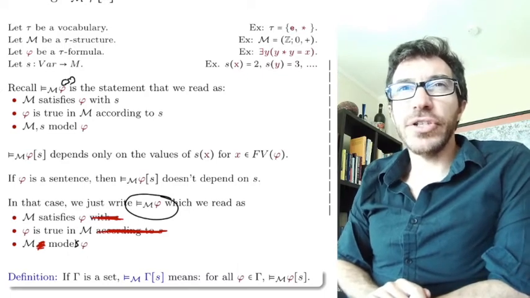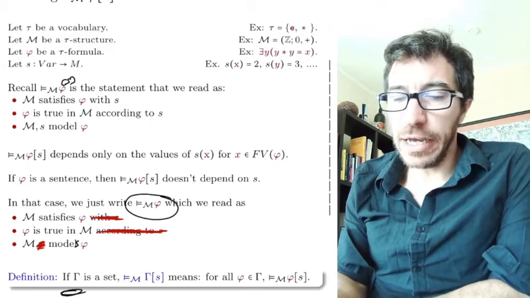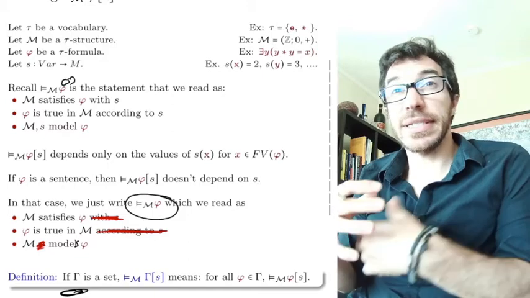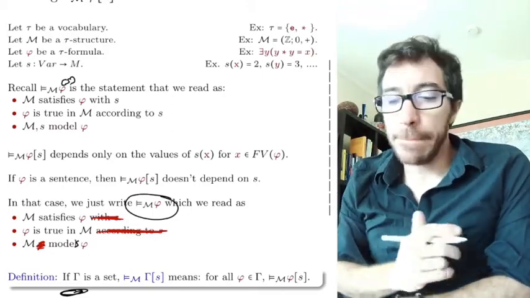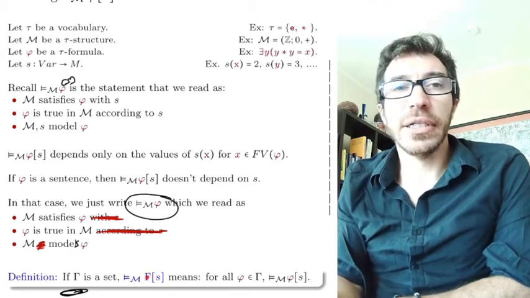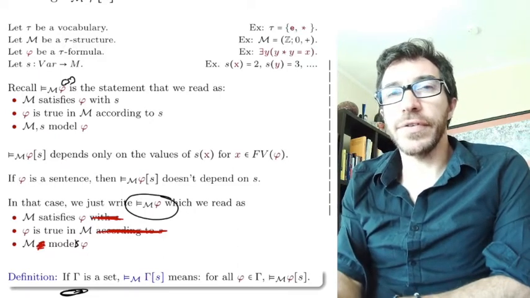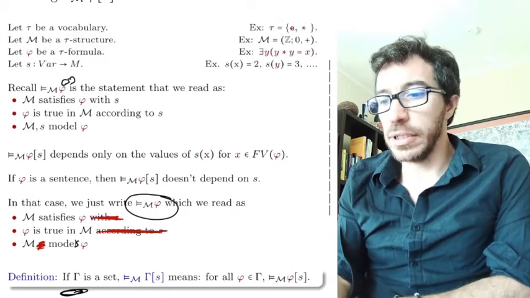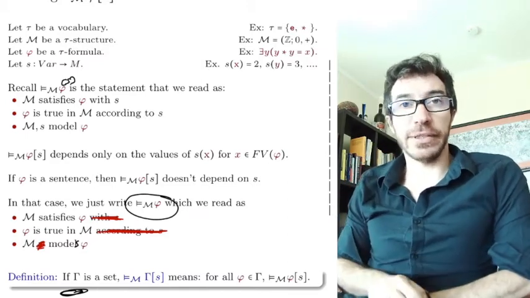Okay, so one last definition is a new definition. If you have a set of formulas or sentences, whatever you want, but now it's a set, not just one, and it might be finite or might be infinite, then we use the same notation, but now we put the set here, to mean that each of the formulas in the set is satisfied in M according to S. So for all phi that belongs to that set of formulas, M satisfies phi according to that variable assignment.